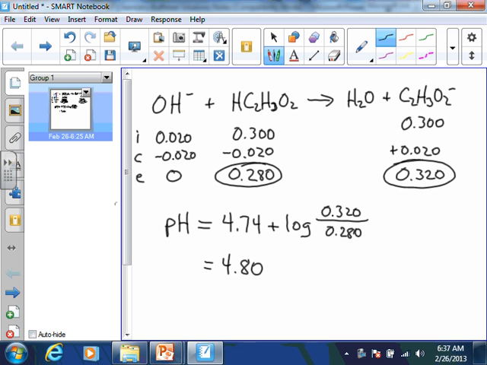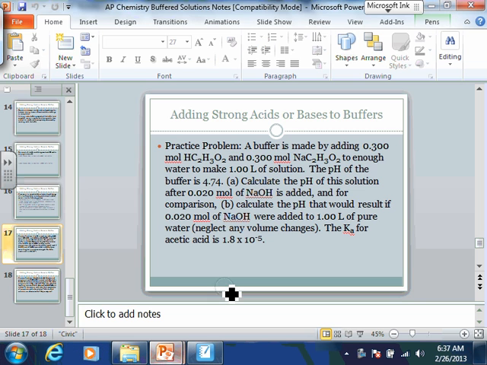Is that right? We just added a bunch of OH minus into that solution, and the pH went up by 0.06. That's because the buffer solution is working. The buffer solution resists those changes in pH. Now, the second part of the problem I like because it says for comparison, let's see if we added 0.020 moles to 1 liter of pure water. Then how would that change the pH?